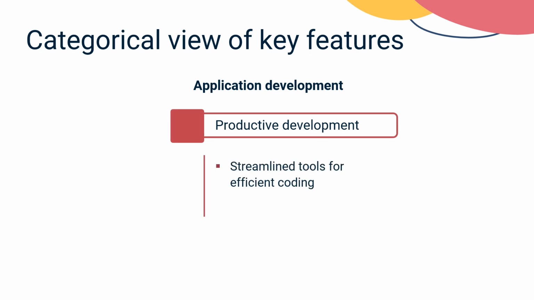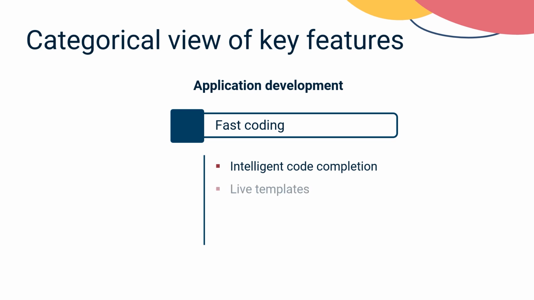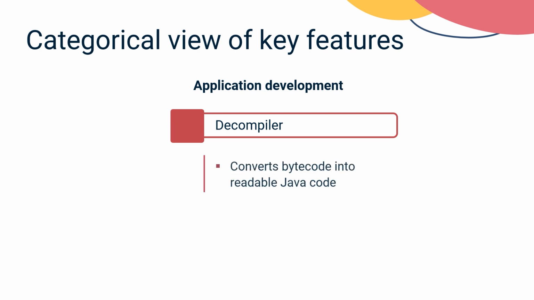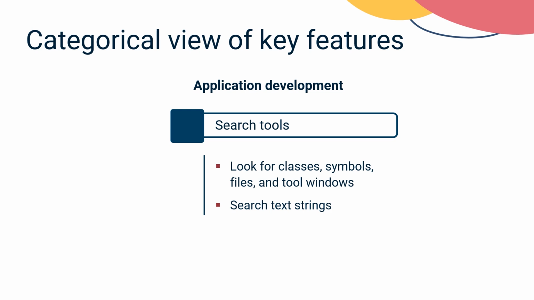IntelliJ IDEA uses streamlined tools for efficient coding, reducing routine blockers. IntelliJ IDEA enables fast coding using intelligent code completion with machine learning, live templates for quick insertion of standard code constructs, and language injections for working with multiple languages seamlessly. Its decompiler converts bytecode into readable Java code for debugging. The IntelliJ IDEA search tools help look for classes, symbols, files, and tool windows. These tools allow you to use advanced search options to find files for text strings.